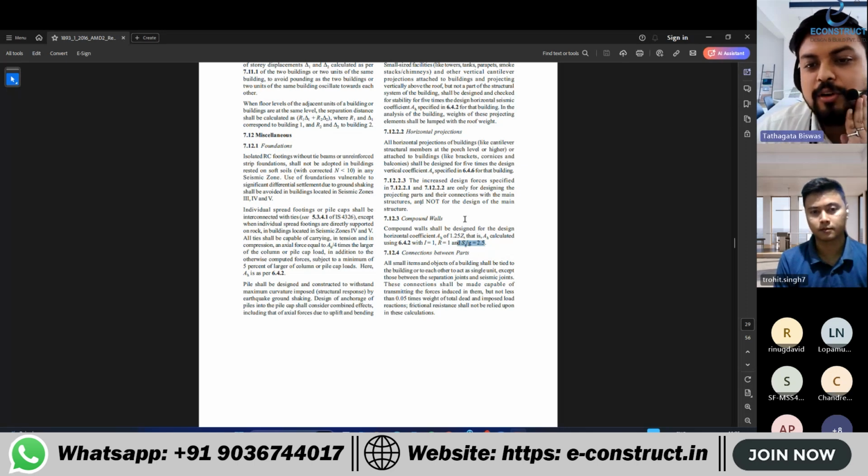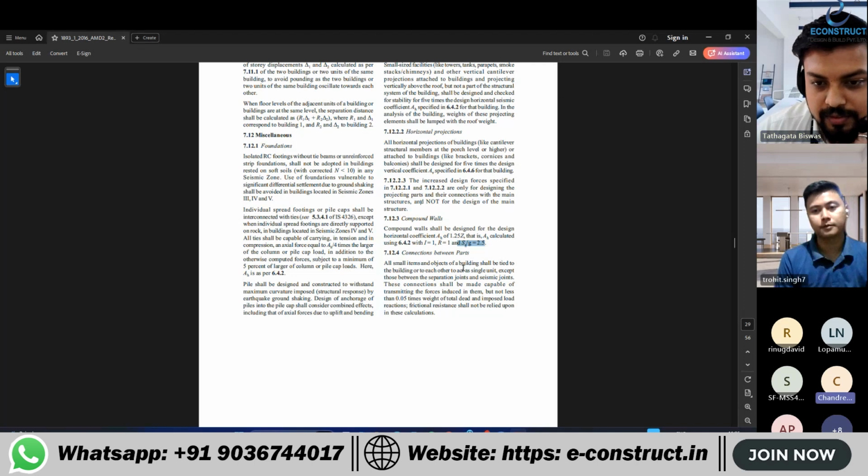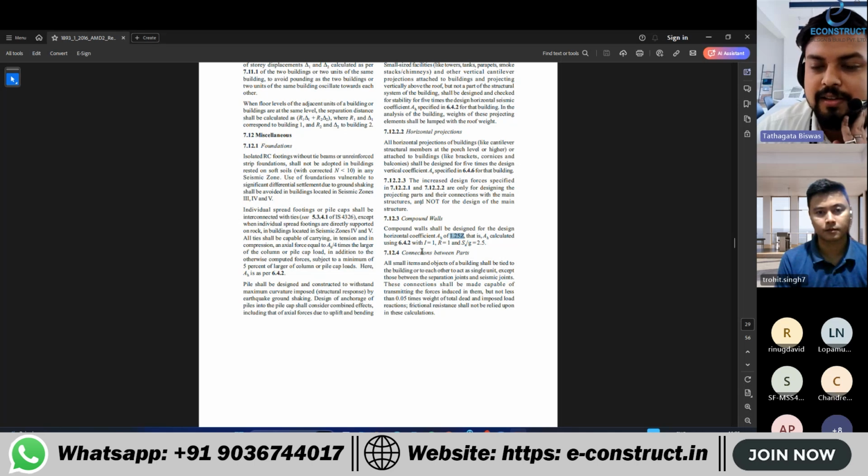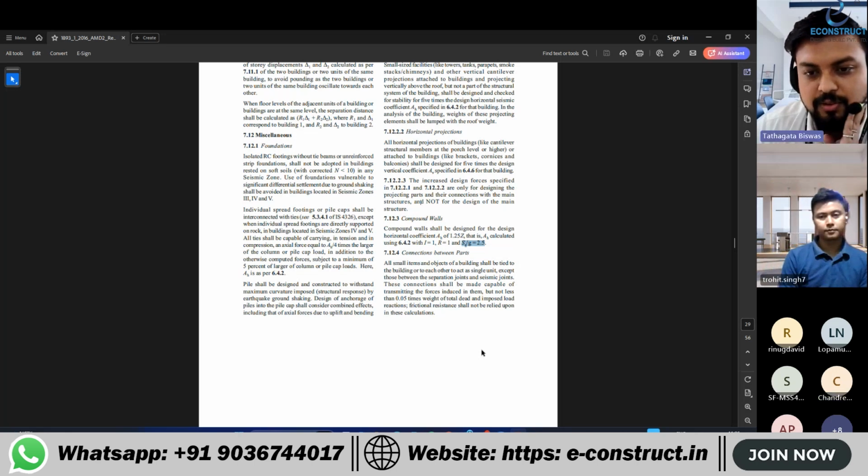The AH formula, if you check, is I by R, SA by G, Z by 2. So Z is basically 1.25 times Z. The zone factor you are increasing because it is a small structure and we are taking it completely brittle. There is no ductility. So in that case, definitely we need more base shear, and that's why SA by G is maximum. There is no ductile clause, that's why R equal to 1.